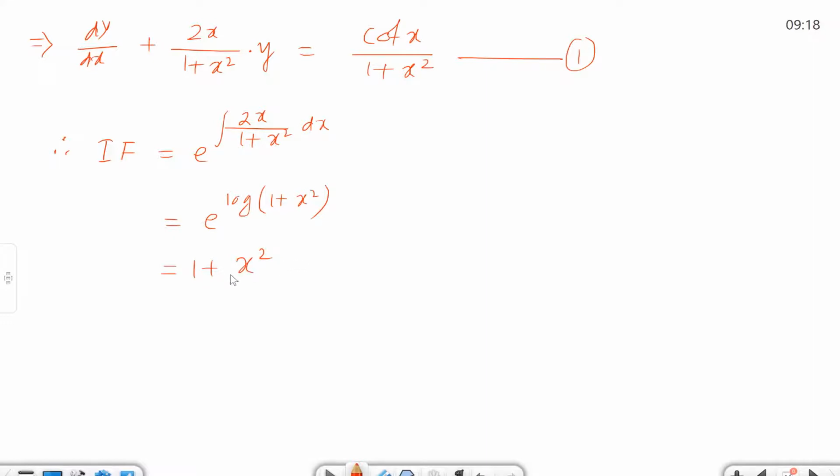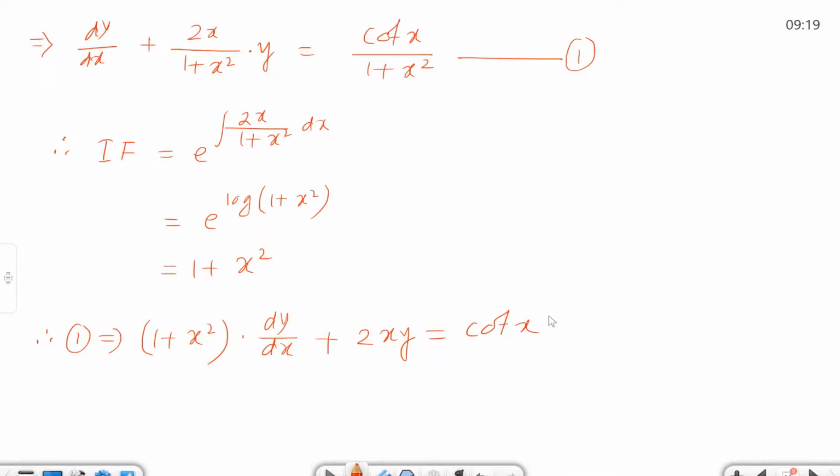Now multiply this 1 plus x square in all the terms of the equation. I am multiplying with 1 plus x square, dy/dx is already there, then plus, if I take the product here, that is cancelled, so we have only 2xy now. On the right hand side also 1 plus x square will get cancelled if I multiply by 1 plus x square, so it is only cot x on the right hand side.